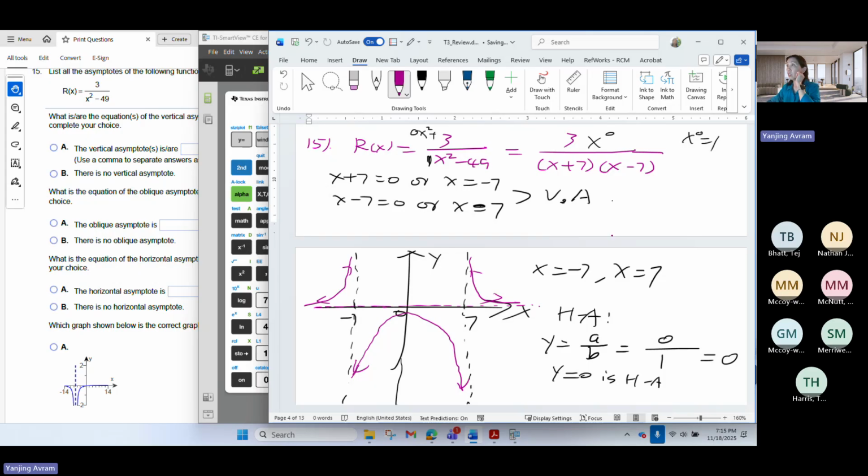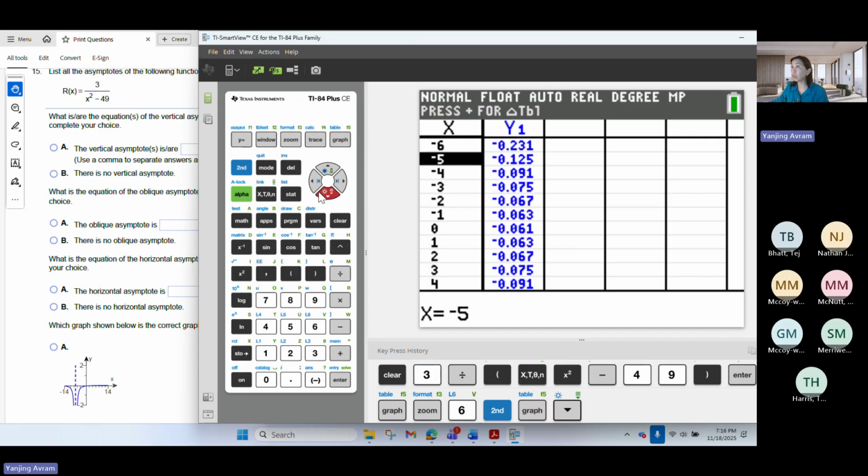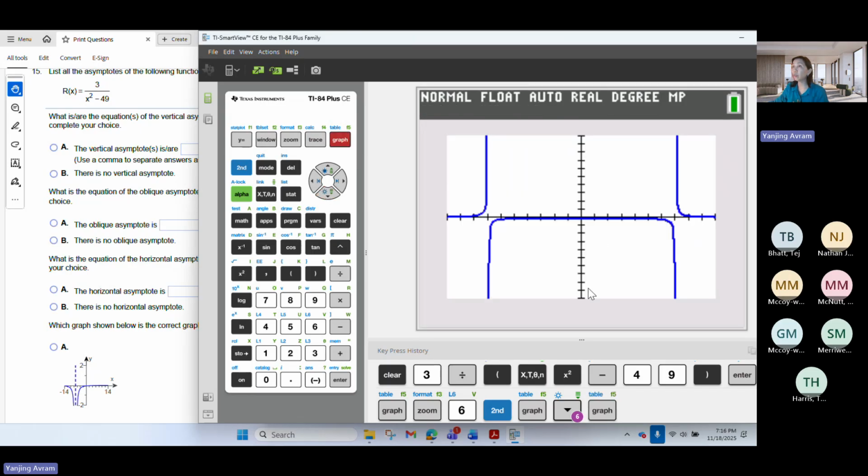When x is 0, you can see how much R of 0 is. R of 0 will be 3 divided by 0 squared minus 49, which is negative 3 over 49. So it's not quite at the origin. When x equals 0, y is a negative number. That's why it doesn't touch the origin. It looks like it's touching, but actually it's not. If you look at this one right here, when x is 0, this is negative 0.061. It's very small, but it's not 0.